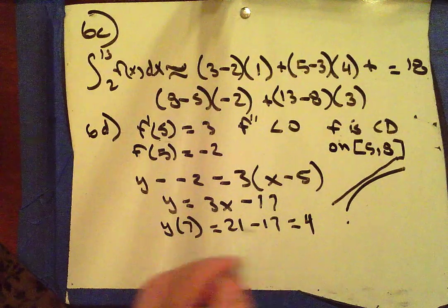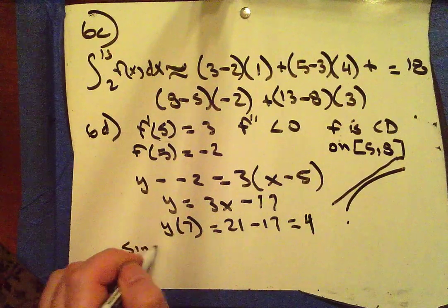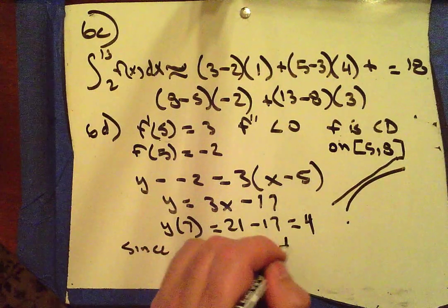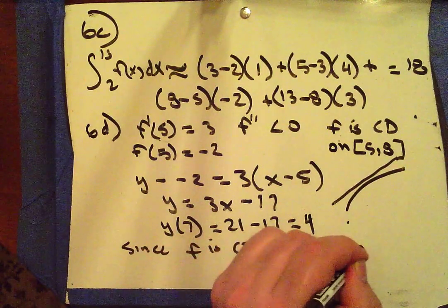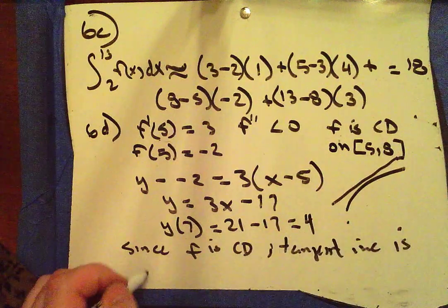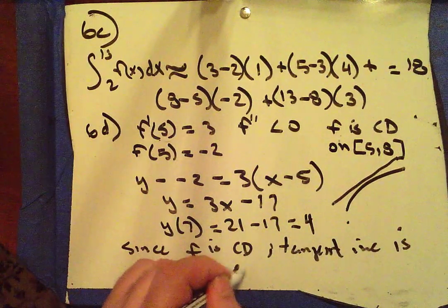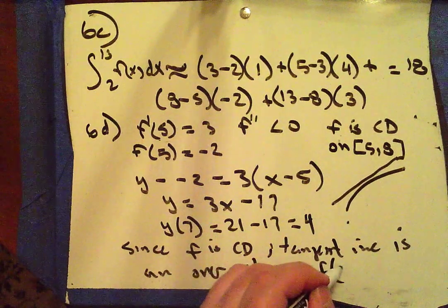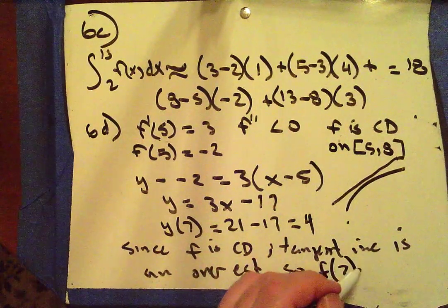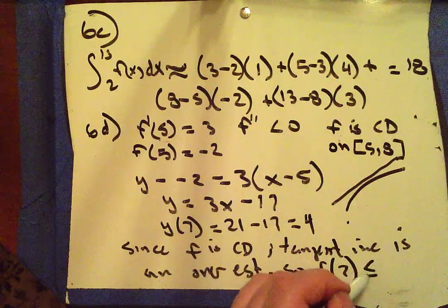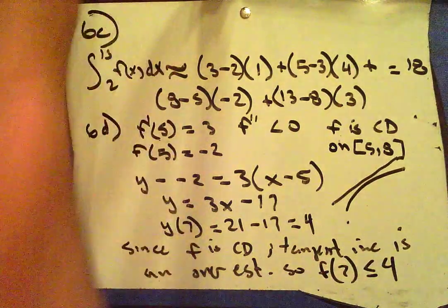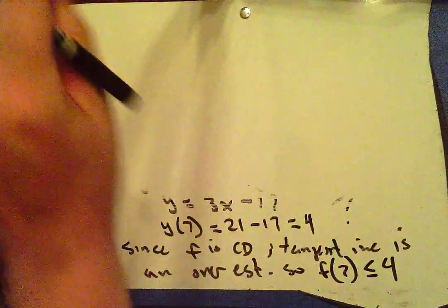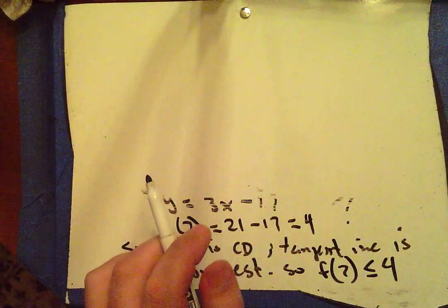And so the tangent line approximation, since f is concave down, the tangent line is an overestimate. So f of 7 is less than or equal to 4. Okay, but now wait, there's more. Now we've got the secant line to talk about.